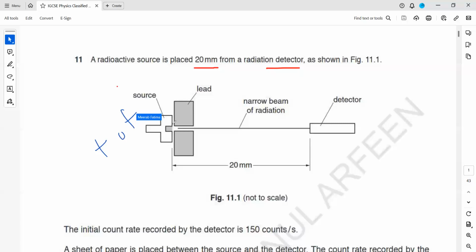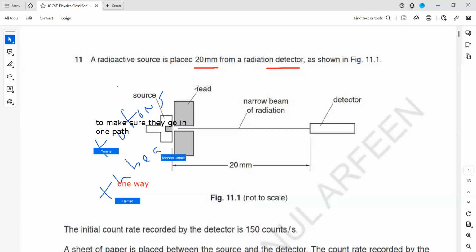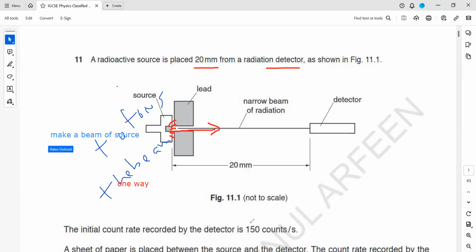Small hole. Yeah, to make a beam, or to collimate the source. Collimate means to focus the source in one direction, to make sure it will go in one way. That's why we use a lead box, lead metal with a small opening, to produce a narrow beam. That's good.